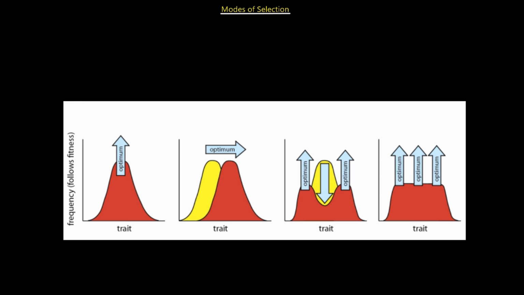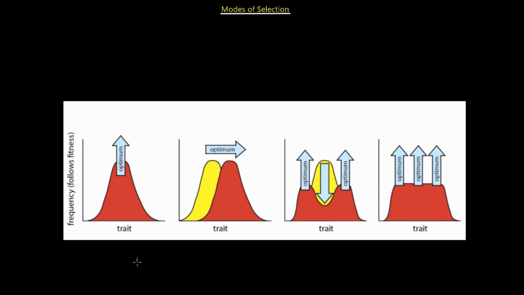Next, we're going to discuss the mode of selection. This is best explained with a diagram here, because there are four types of modes of selection, at least four of the most common ones, and we're going to discuss each one and their significance.